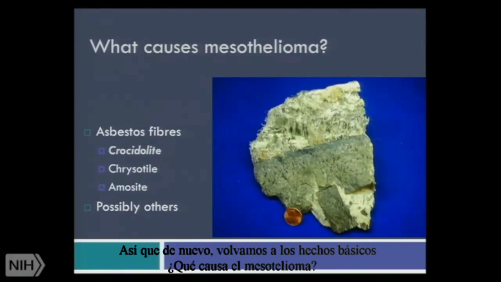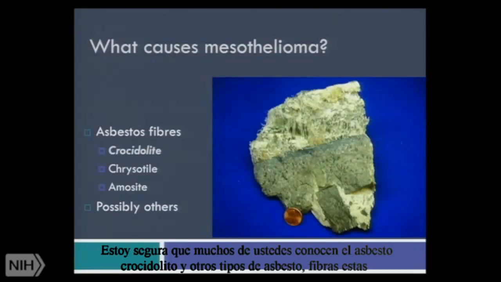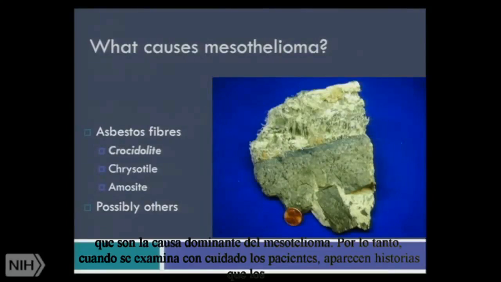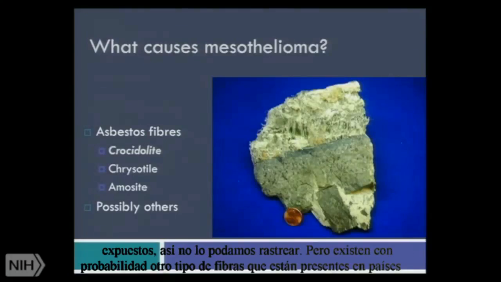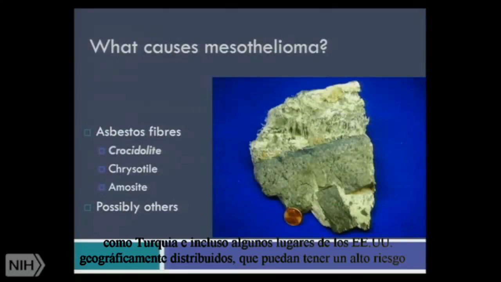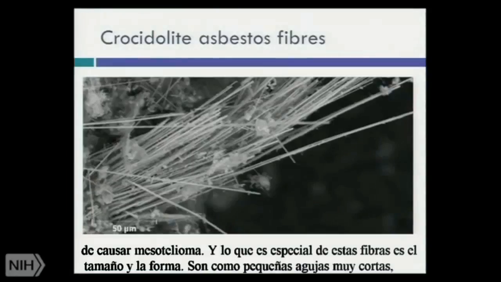What causes mesothelioma? As I'm sure most of you must know, crocidolite asbestos and other asbestos fibres are the dominant cause of mesothelioma. Almost everybody, if you look hard enough, will have a history of exposure somewhere, and those that we cannot find a history of exposure on, almost certainly have been exposed, we just can't find it. But there are possibly some other fibres, including some natural fibres that are present in countries such as Turkey and also places in the United States that are geographically distributed that may give a higher risk of mesothelioma.